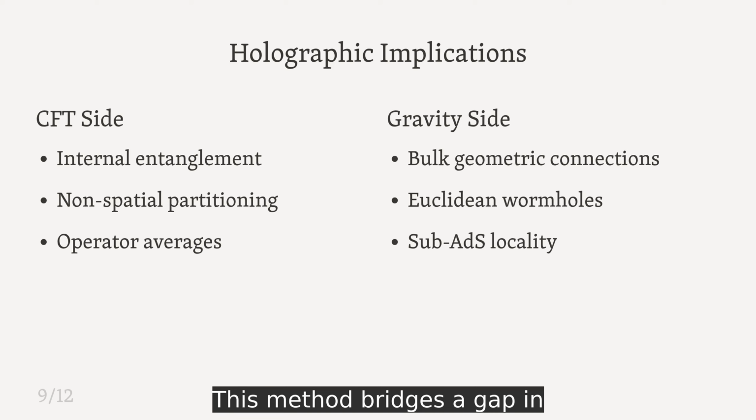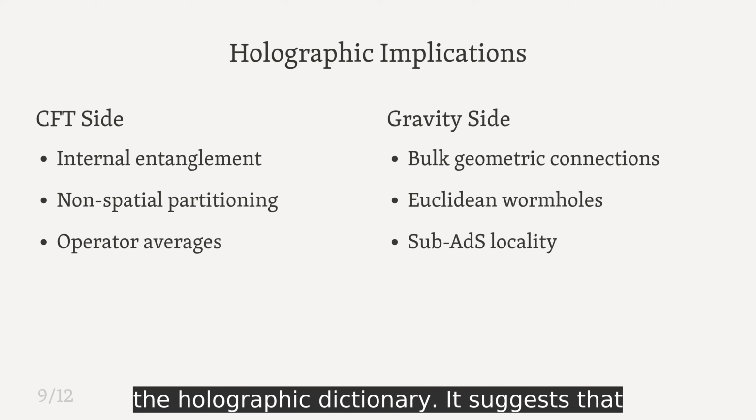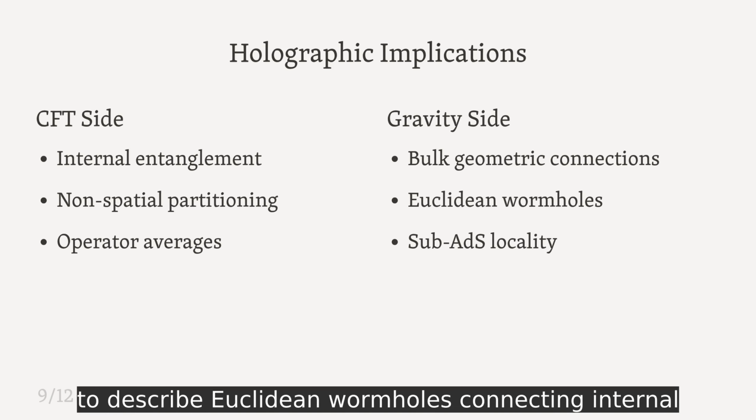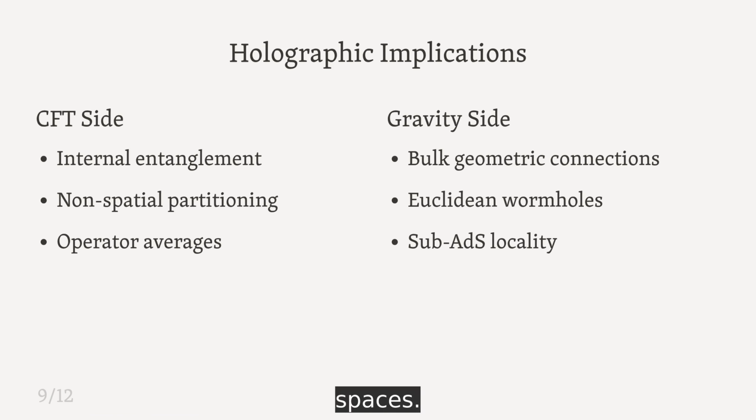This method bridges a gap in the holographic dictionary. It suggests that internal entanglement in the CFT corresponds to specific bulk geometric configurations in gravity, potentially offering a concrete way to describe Euclidean wormholes connecting internal spaces.